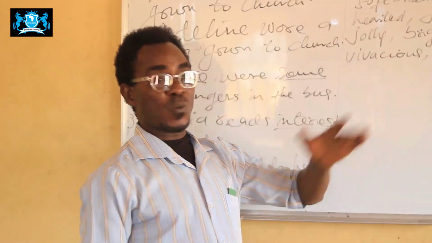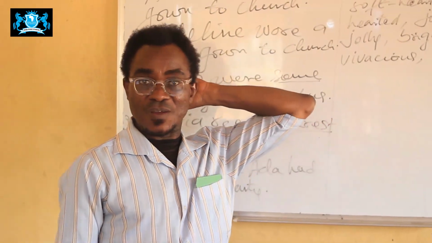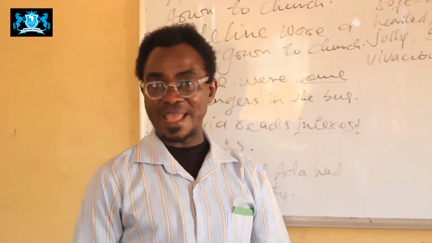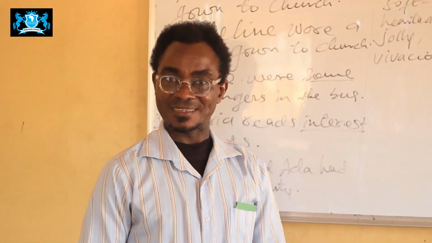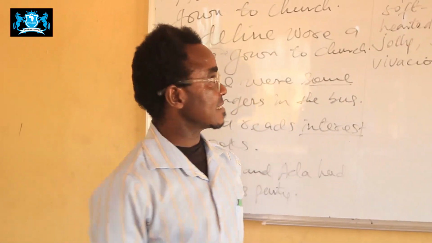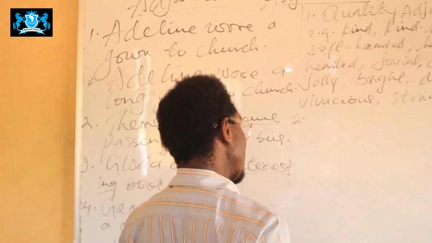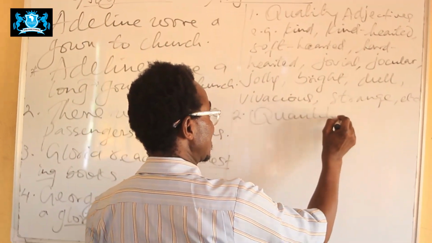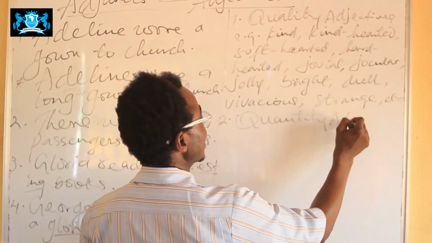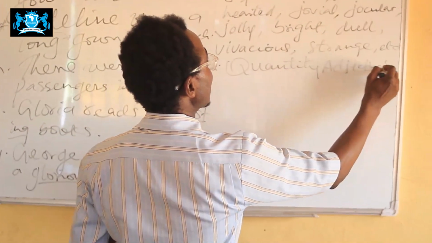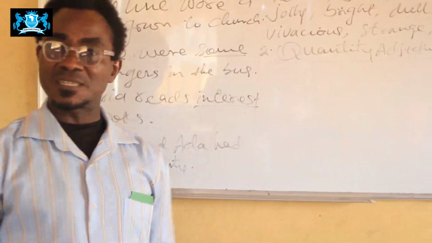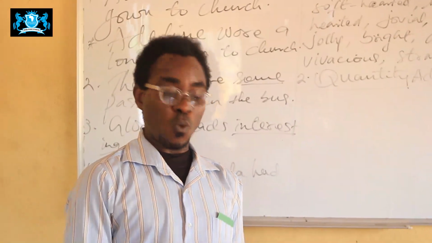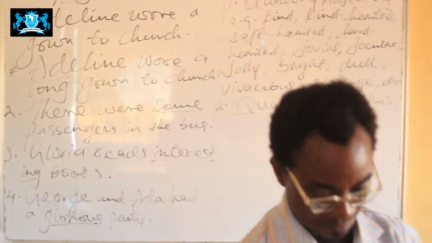Words like this, when they are used to describe nouns, are known as quality adjectives. You can also call them qualifiers, because they talk about qualities. There are also adjectives that are called quantifiers. Or you can call them quantity adjectives. Adjectives of quantity are called quantifiers or quantity adjectives.